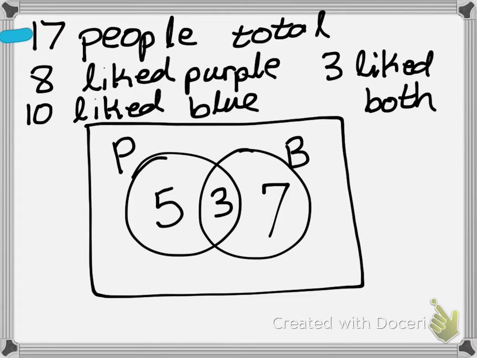Now, this is the last part that people forget, the number out here in the corner. If we add up these 3 numbers, that only equals 15 people total. But 17 people were asked, which means there were 2 people who didn't like either. Now the 2 can be in that corner, it can be in another corner, it could be up here, it doesn't matter. It's generally in one of these corners at the bottom, but don't forget about that.